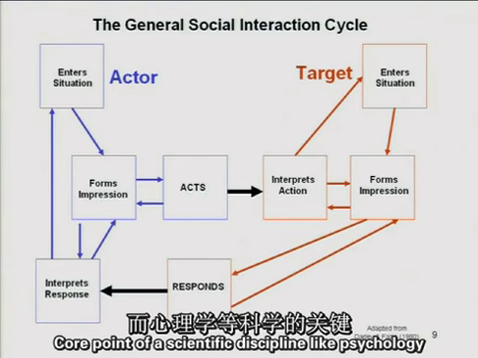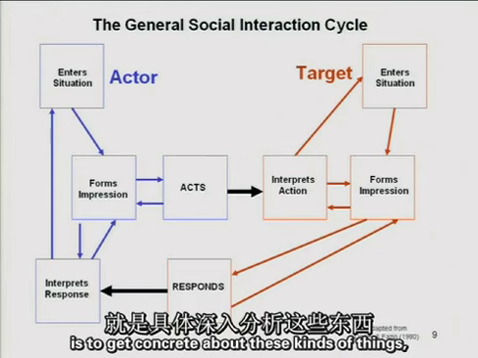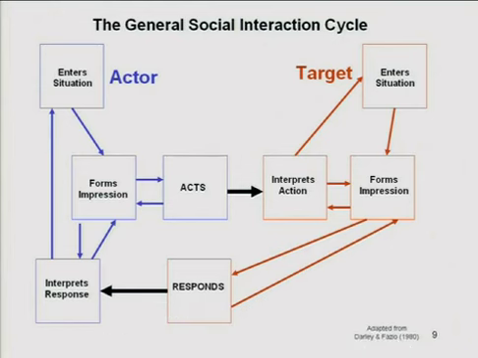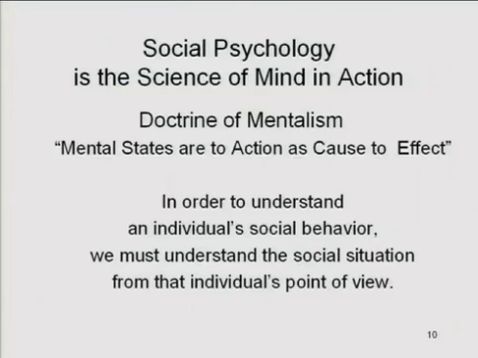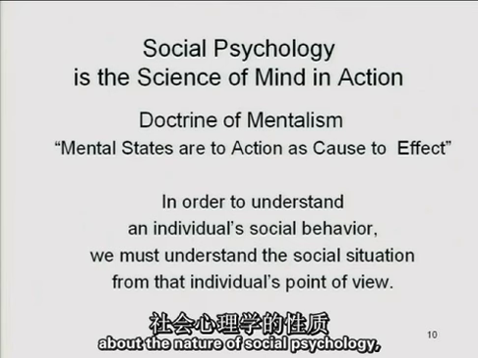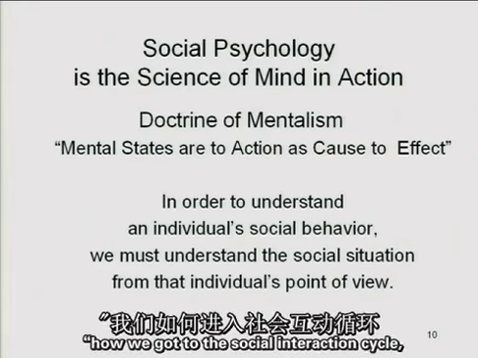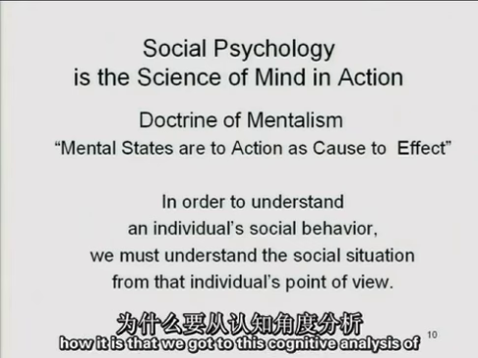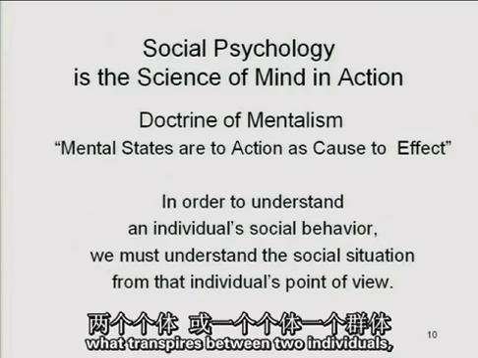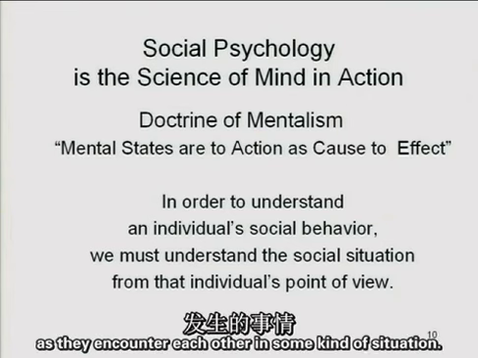The whole point of a scientific discipline like psychology is to get concrete about these kinds of things, to get technical about these kinds of things, and that's what we want to do next. Okay, last time I talked a little bit about the nature of social psychology. What I want to do is to trace kind of how we got to the social interaction cycle, how it is that we got to this cognitive analysis of what transpires between two individuals, between an individual and a group, between two groups as they encounter each other in some kind of situation.